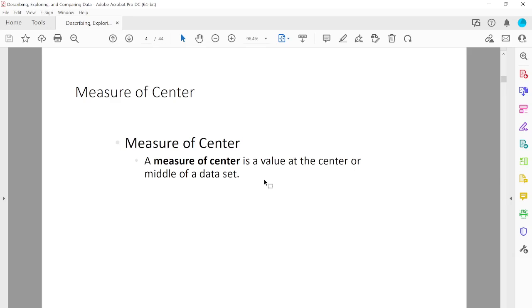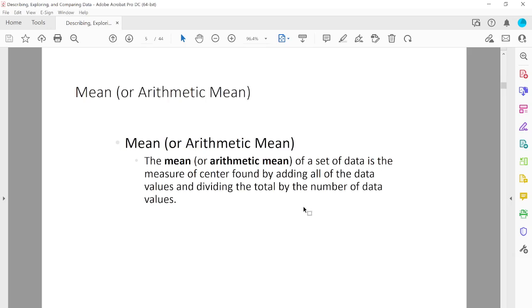A measure of center is a value at the center or middle of the data set. So that value could be mean, could be median, could be mode, could be mid range. Okay, so let's start with the mean.